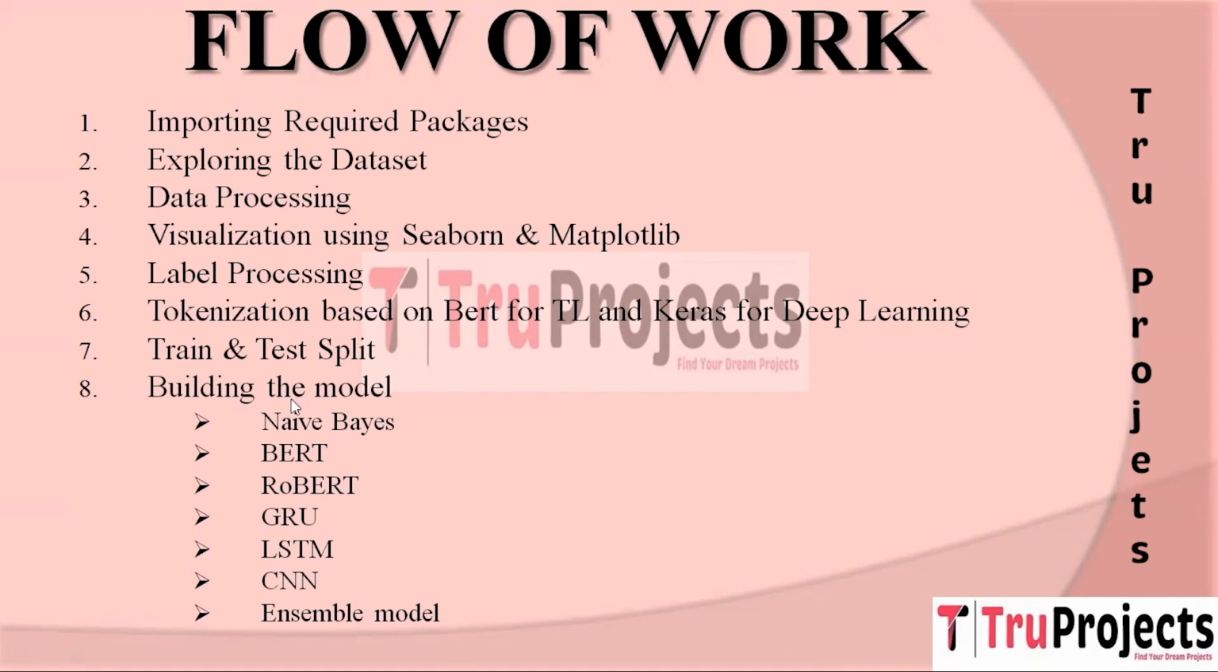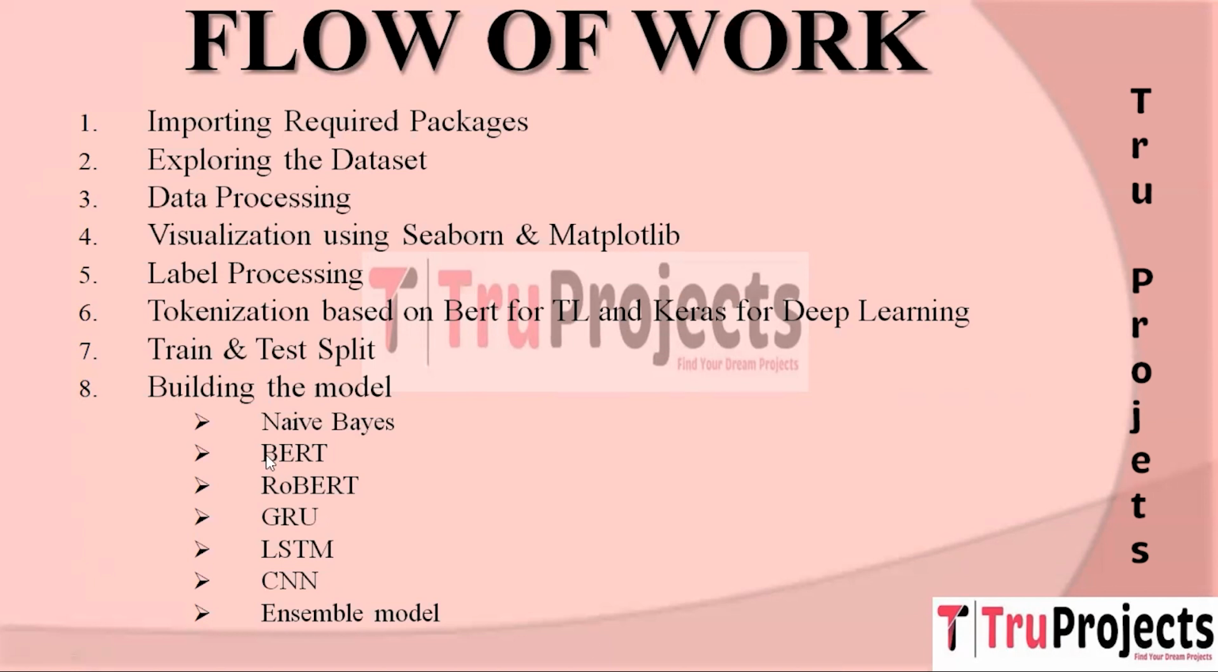The next step is building the model. We have used various machine learning and deep learning models in this project. The first model used is naive-Bayes. Naive-Bayes is a simple yet effective probabilistic model. It is well suited for text classification tasks, especially when dealing with a large number of features and relatively small datasets. Naive-Bayes can provide a baseline performance for text classification and is often used for its speed and simplicity.